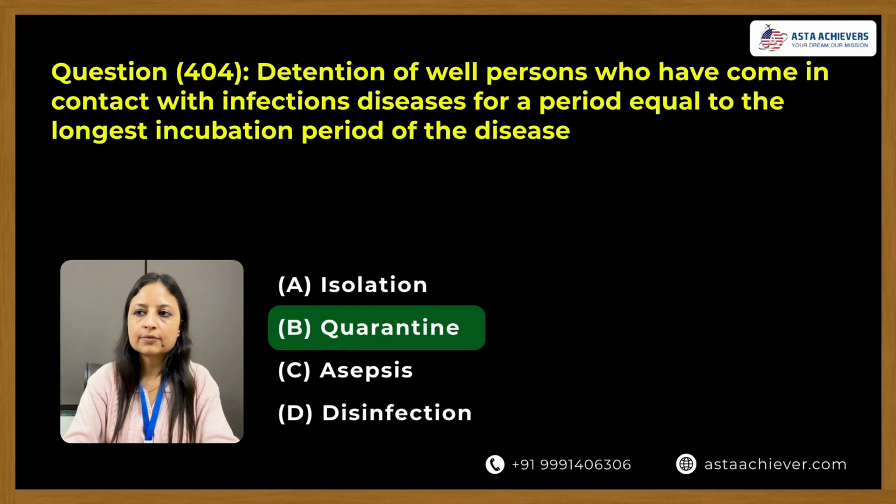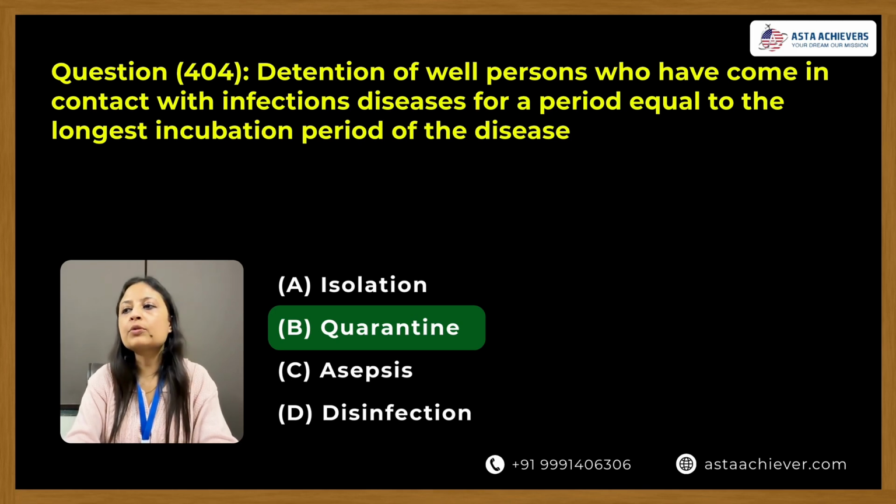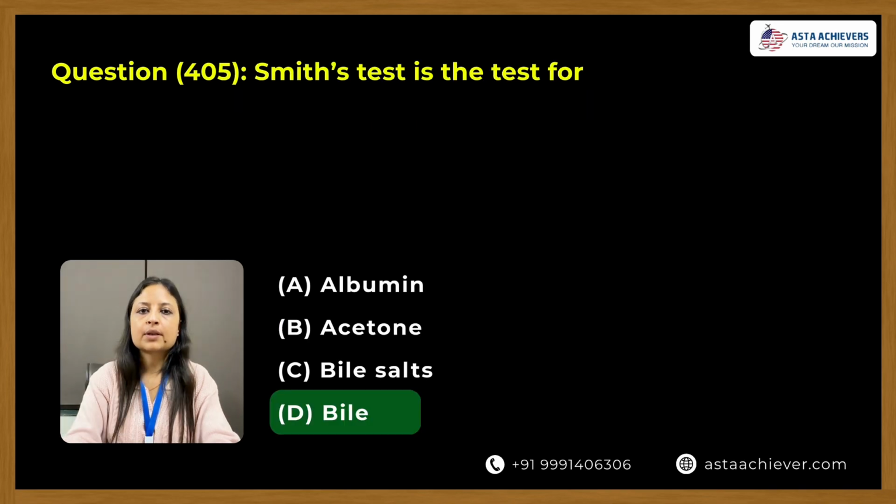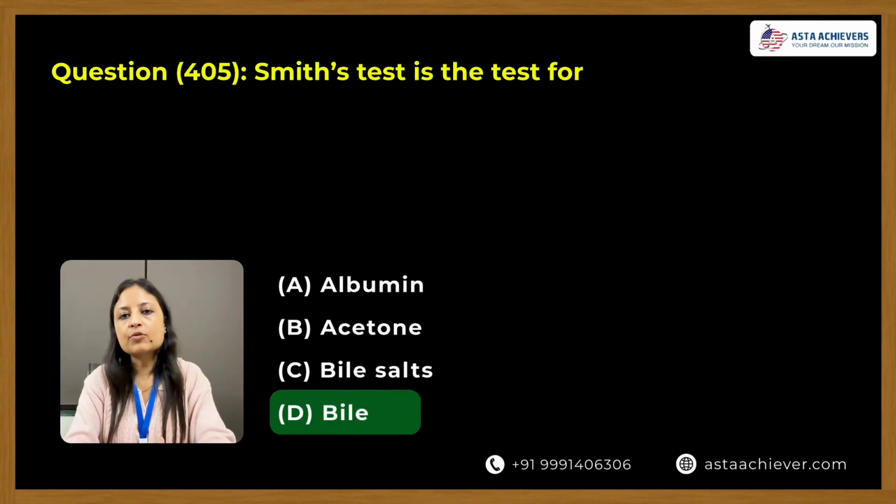Question number 404. Detention of a well person who has come into contact with an infectious disease for a period equal to the longest incubation period of the disease. So option A, isolation; option B, quarantine; option C, asepsis; and option D, disinfection. So option B, quarantine, is the correct answer. Question number 405. Smith test is conducted for: option A, albumin; option B, acetone; option C, bile salts; and option D, bile. So option D, bile, is the correct answer.